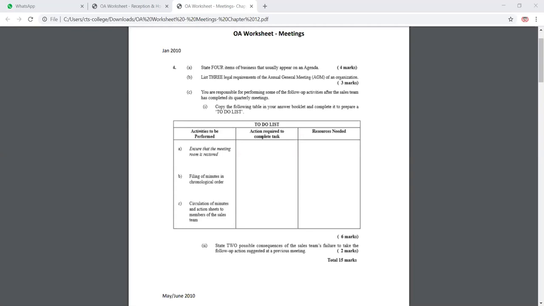The person already has it. The person has to file it away. How would they file it in chronological order? I just gave you the answer. What is the answer? Separating it. How? According to what? According to, very good. So one of the answers there could be according to date. So a possible answer for filing of the minutes in chronological order, for action required to complete the task, could be placed in a file by order of date, right? Place in a file by order of date.